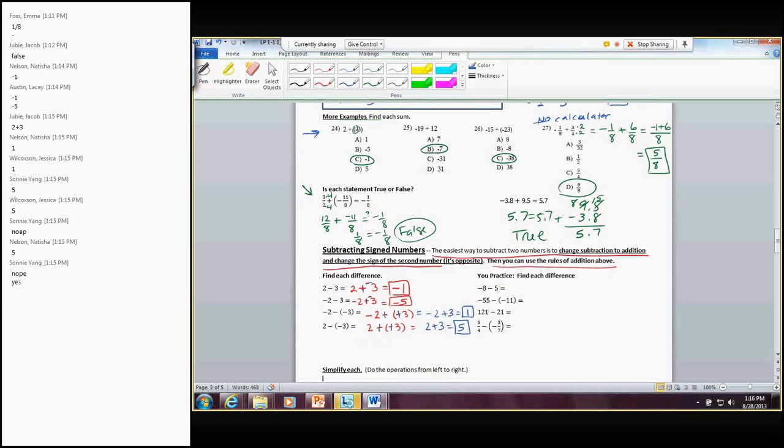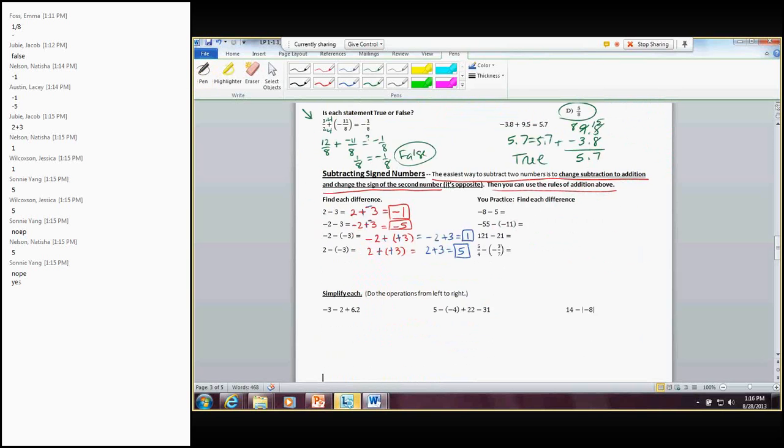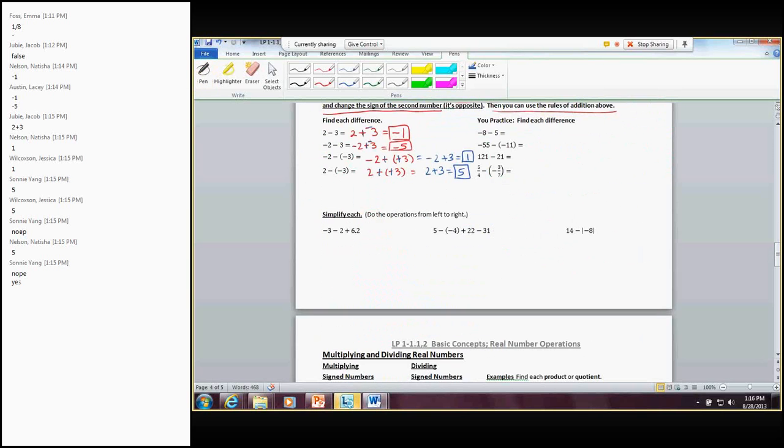Okay, so how do you guys feel about that? You okay? Change your color to green if you feel comfortable with adding and subtracting signed numbers. Change your color to green. Okay. Sunny is green, thank you.